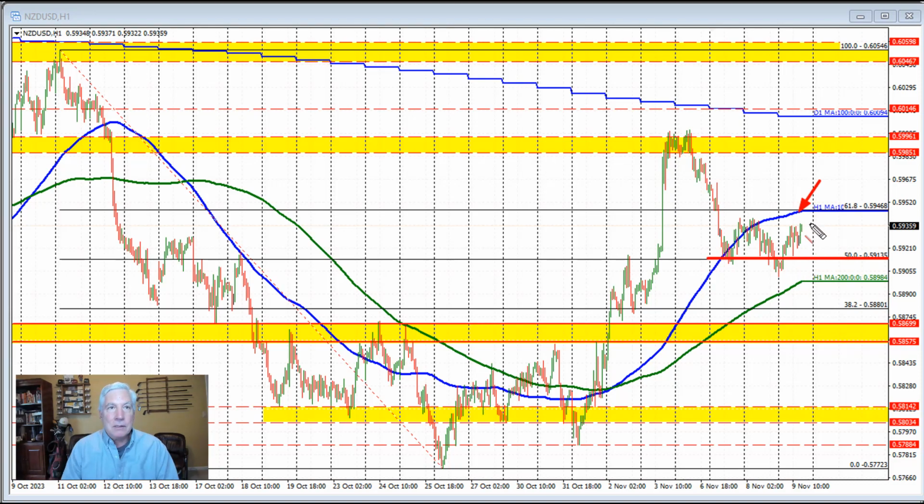The target becomes the 61.8% retrace, the broken 61.8, and the 200 and the 100-hour moving average. Both are at 0.59468. Get and stay above that level, and the upside remains a preferred choice for the New Zealand versus US dollar. So there's a complete look at that currency pair.